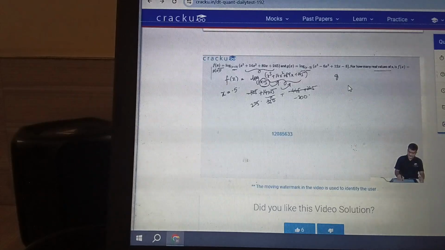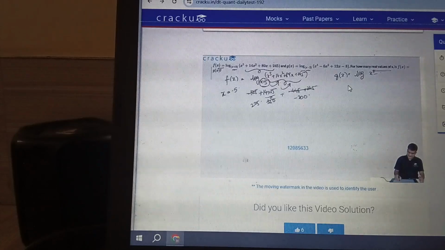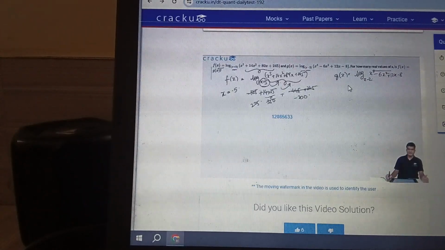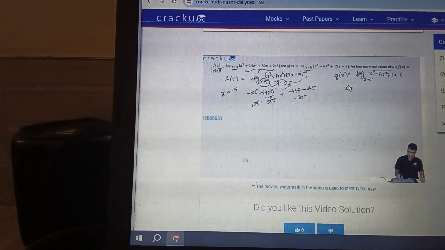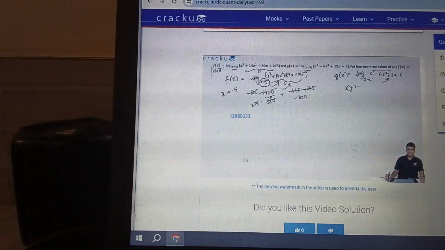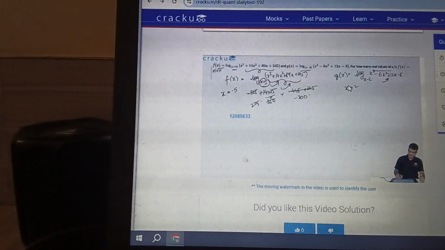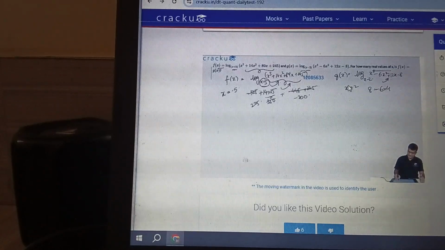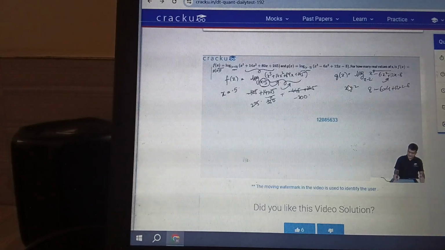Now let us look at the second one. If you are looking at g of x, which is equal to logarithm of x cube minus 6x square plus 12x minus 8, now the base is x minus 2. Let us substitute x equal to 2 in the given cubic and see if this is equal to 0. If that is equal to 0, then the cubic has a factor x minus 2. So if you substitute x equal to 2, this will become 8 minus 6 times 4 plus 12 times 2 minus 8. What is 8 minus 24? That is minus 16. Plus 24 minus 8 is 16. So this is equal to 0.